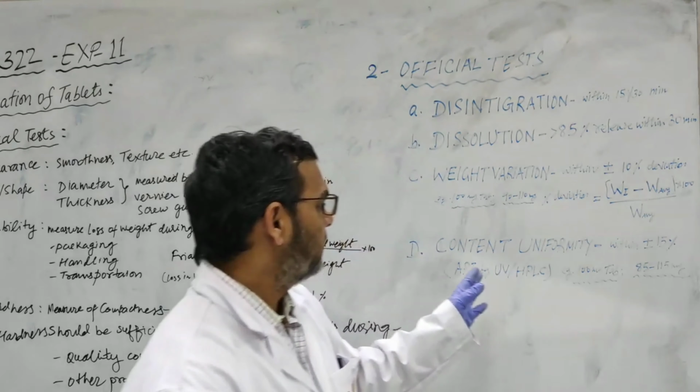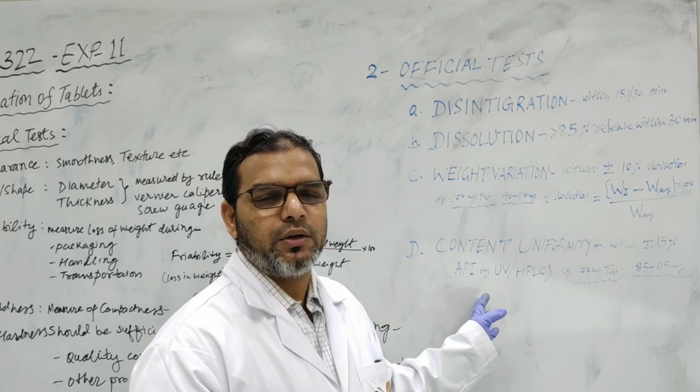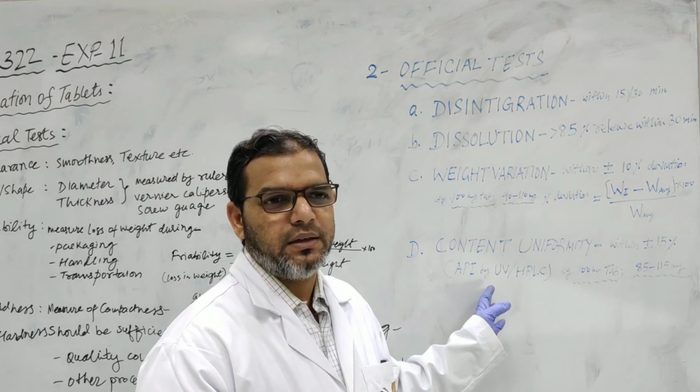Okay, then the last test is content uniformity. And what is this actually? What is the difference between this one and this one? Here you measure the whole content. The total content of the tablet is measured by a weighing machine. But here your concern is the API only. You are going to measure the API in the tablet.